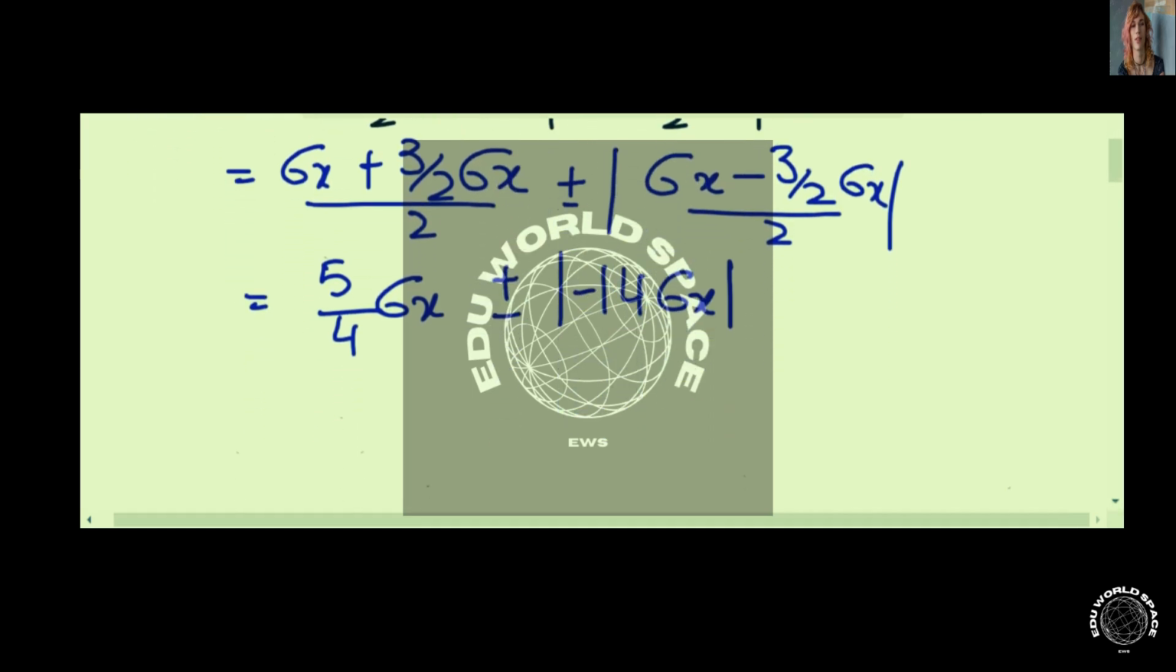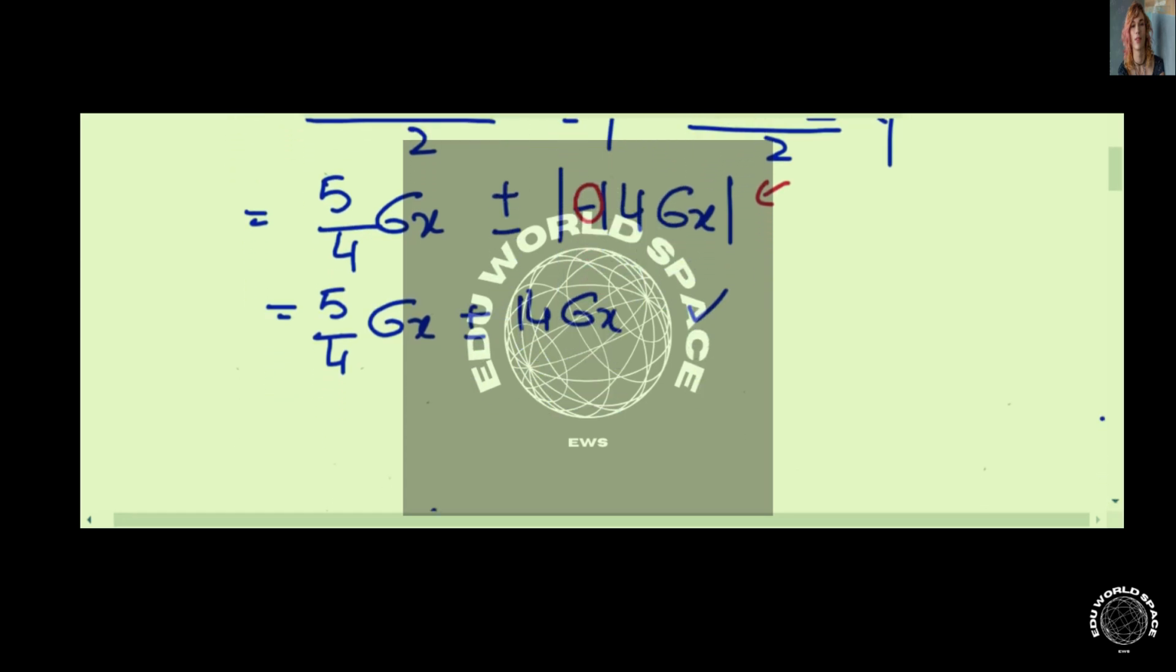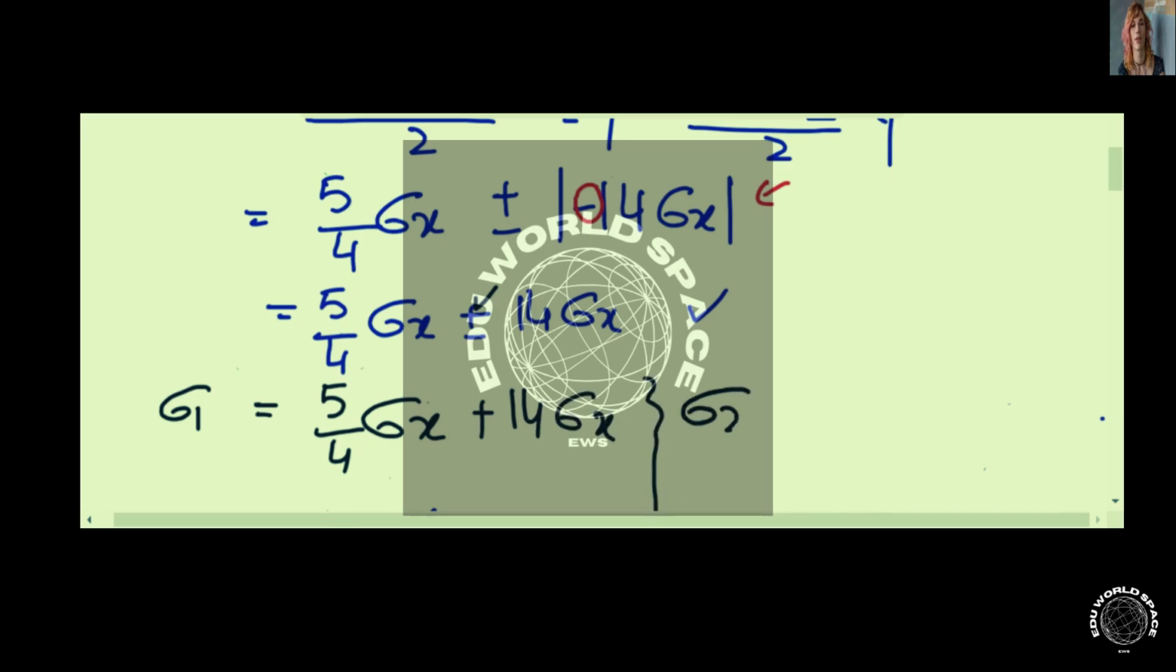As we are taking it in the absolute value term, this negative sign can be ignored. So we have 5 divided by 4 sigma sub x plus minus 1 by 4 sigma sub x. Now we are going to solve it separately for the principal stresses sigma sub 1 and sigma sub 2 respectively. So for sigma sub 1, we will be taking the positive sign. So we have 5 divided by 4 sigma sub x plus 1 by 4 sigma sub x. And for sigma sub 2, we'll be taking the negative sign. So we have 5 divided by 4 sigma sub x minus 1 by 4 sigma sub x.